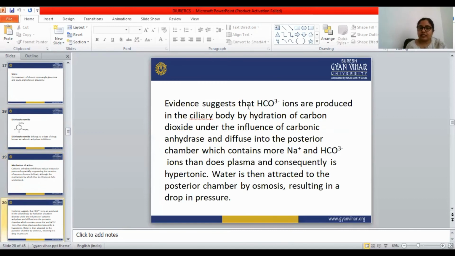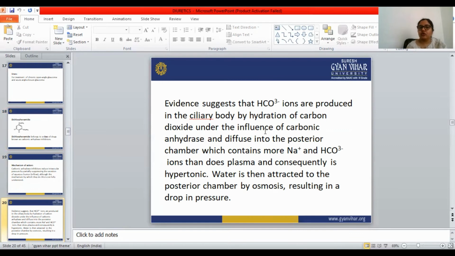Evidence suggests that the HCO3 ions are produced in the ciliary body by hydration of the carbon dioxide under the influence of the carbonic anhydrase, and diffuse into the posterior chamber, which contains more Na plus and HCO3 ions than plasma and consequently is hypertonic. Water is then attracted to the posterior chamber by osmosis, resulting in a drop in the pressure.